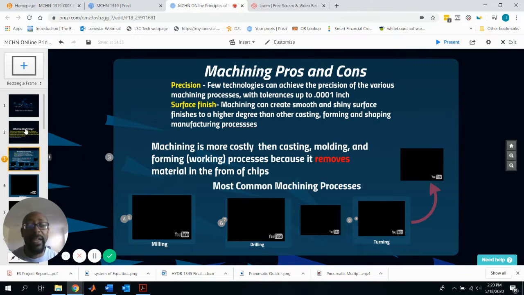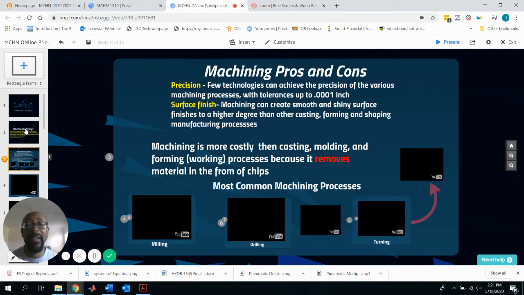Now, related to that, it can also produce a very clean and smooth and shiny surface finish, which is also a very good quality. These qualities are both higher than any other manufacturing processes that we've talked about, including casting, hot working, cold working, powder metallurgy, and lots of other processes that we've yet to talk about as well. Now, what are the cons? What are the disadvantages of the machining process?